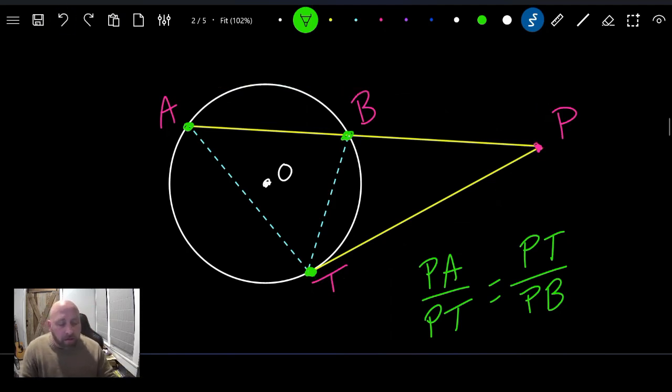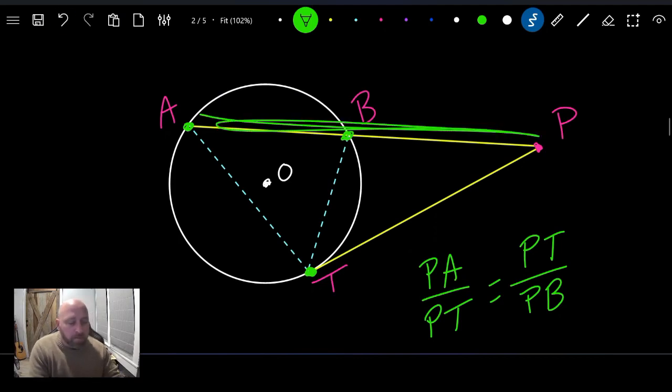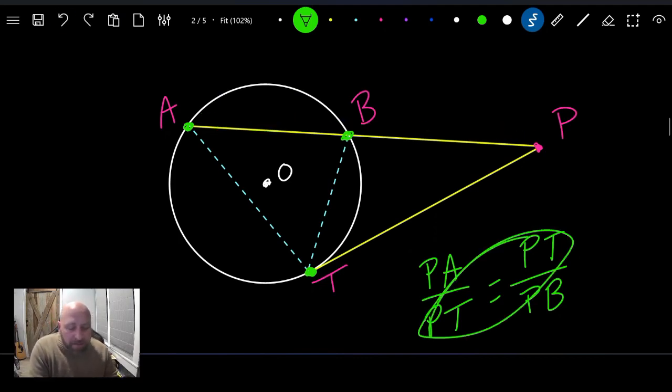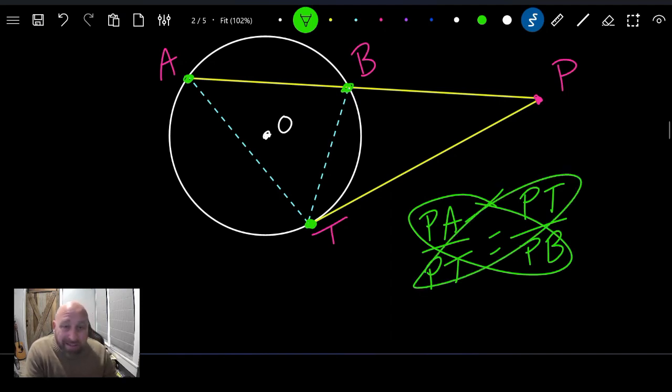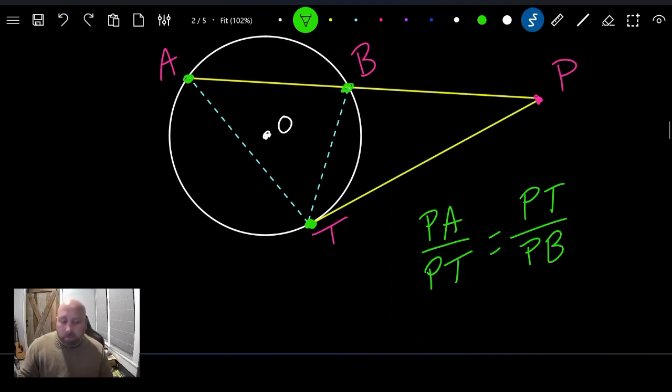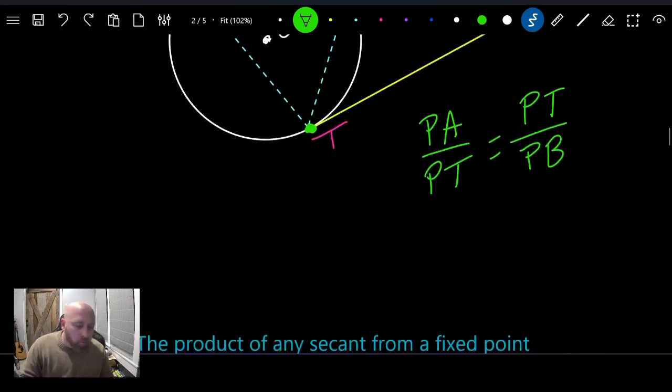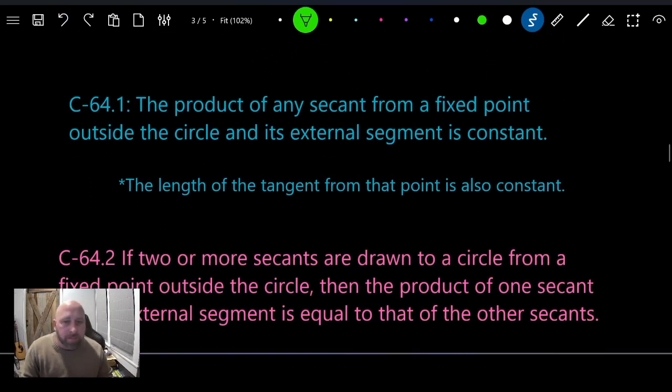So what does that look like in our ratio? We have PA, this whole piece, and then PT is the mean proportional. PT is the tangent. And then we have PB, this exterior segment right there. What does that mean? That means that if I multiply these two, it is going to equal the same thing as squaring the tangent, the PT line. We're going to come back and do one of those in just a second, but let's finish up this lesson with corollary 64.1.